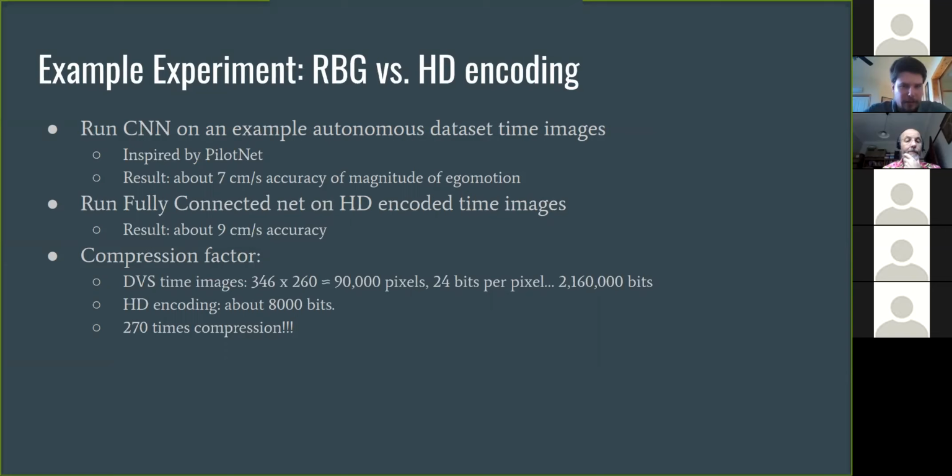And then we just tried taking these hyperdimensional encoded time images and putting it through a fully connected network, a relatively small one, about 6 layers. And we get in about the same ballpark of accuracy, so 9 centimeters per second. And yet, you know, the data used has been compressed 270 times. And of course, we didn't use a CNN. So that's already an indication of something impressive going on here.